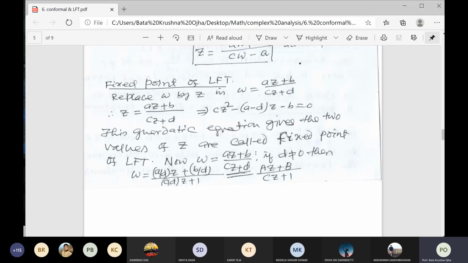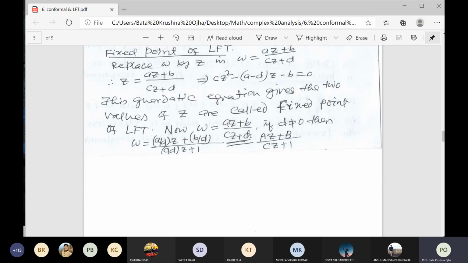If you find more than two, then some fixed point will repeat or coincide. So every LFT has at most two fixed points, not more than that. Now, W is equal to AZ plus B by CZ plus D. If D is not equal to 0, then we can divide numerator and denominator by D, giving A by D of Z plus B by D, over C by D into Z plus 1.